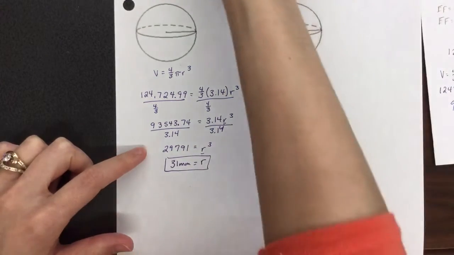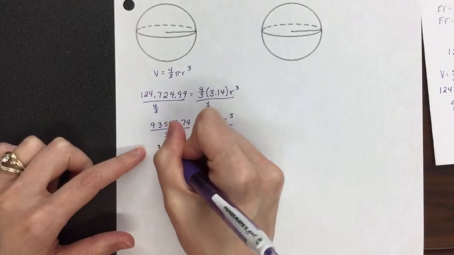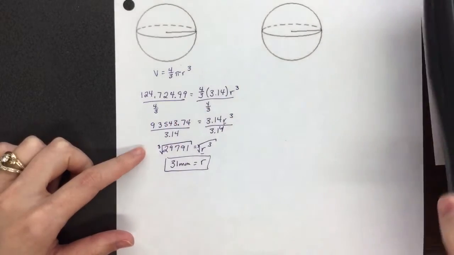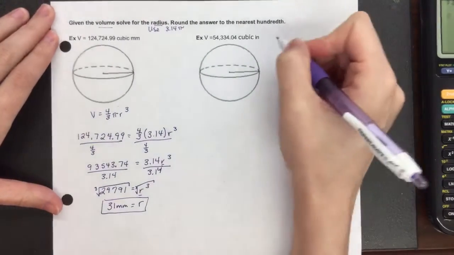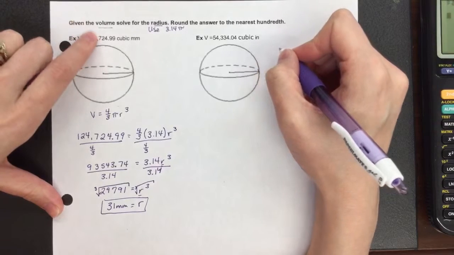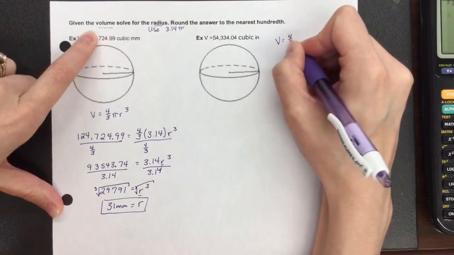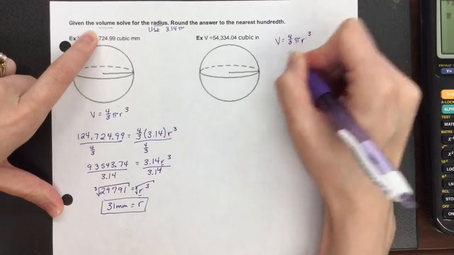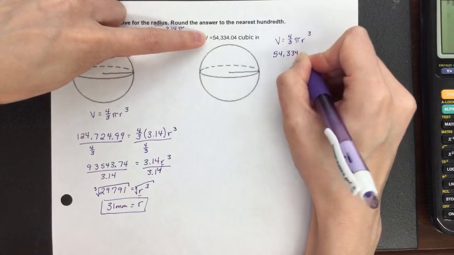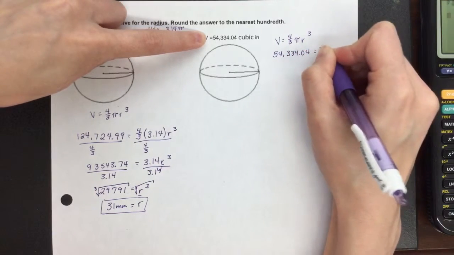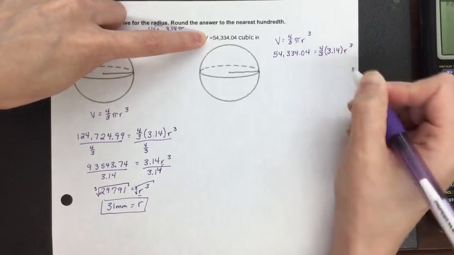Make sure you're trying the cube root out on your calculator and make sure you get it to work, and if you have trouble making it work, let me know and I'll help you. So one more. It's asking us to find the radius. So volume is equal to 4/3 pi r cubed. Our volume is going to be 54,334.04, which is going to be equal to 4/3 times 3.14 radius cubed.